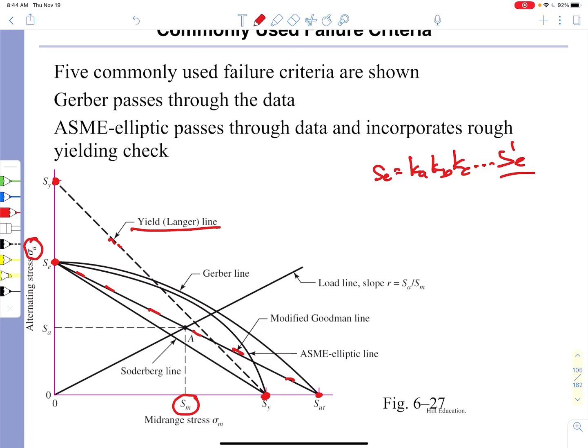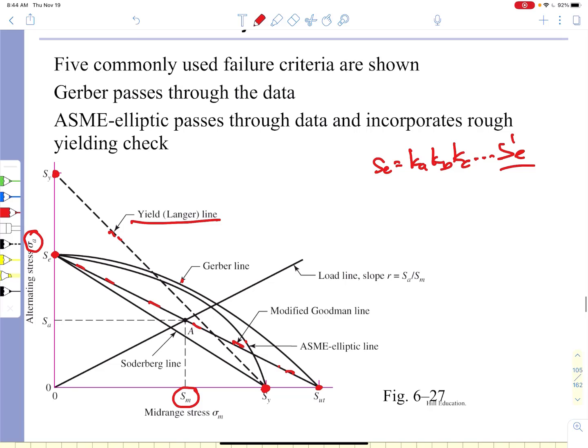All the other lines, the Goodman, the ASME elliptic, the Gerber line, are fatigue-related criteria that account for the mean stresses. The Soderberg line simply connects SE on the amplitude axis to SY on the mean stress axis and is the most conservative failure line. Remember, everything that falls below whatever line you are choosing as your failure criterion line is going to be safe combinations of stress amplitude and mean stress. So our stress amplitude will be pulled off here. Our mean stress will be pulled off here. If we are below the failure line, we are safe for infinite life.